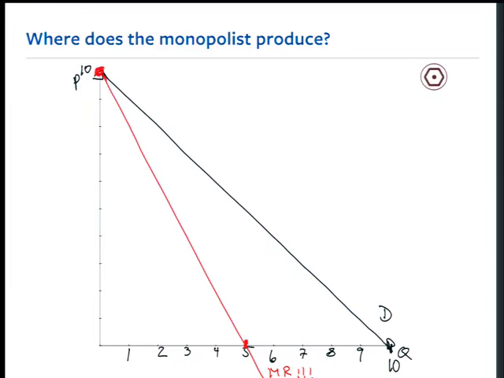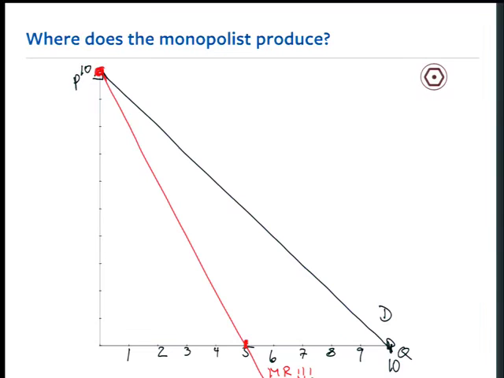Does it ever make sense to produce more than 5 units in any state of the world for this monopolist? I know you got to raise your hand for the $1 though. Yeah. Why? Now you're overthinking it already. All right. So what happens if I'm going to the right of 5 units? Is my marginal revenue greater or less than 0?